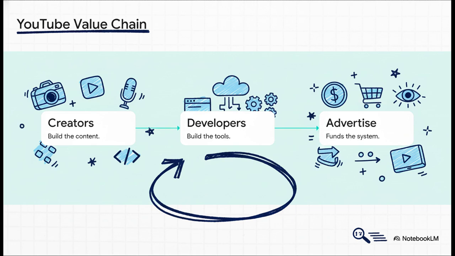First, you have the creators. They're the ones actually making the stuff we watch. Then you have the developers, who build the tools and the tech that lets the creators do their thing. And who pays for all of it? The advertisers. They fund the whole system, which in turn pays the creators. It's this perfect, self-sustaining loop that keeps the whole machine running.